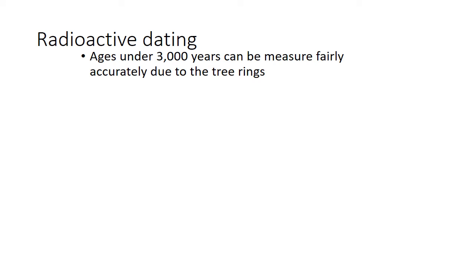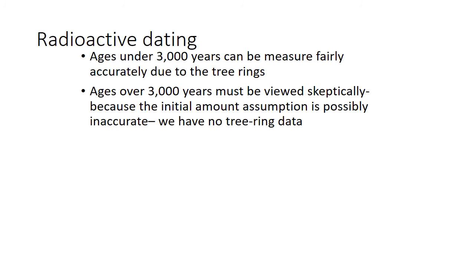So we would actually say that with all of the radioactive dating techniques, they're not very accurate at all. In fact, the only ones that can be measured fairly accurately are definitely under 3,000 years old. We can compare that data to the data in the tree rings to see how much carbon was in the atmosphere during those times to be able to tell when something lived.